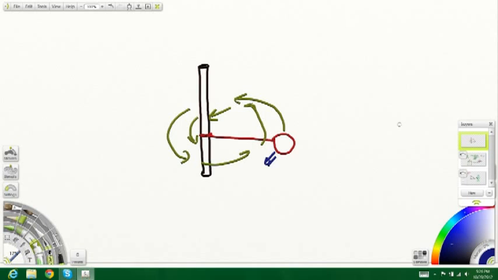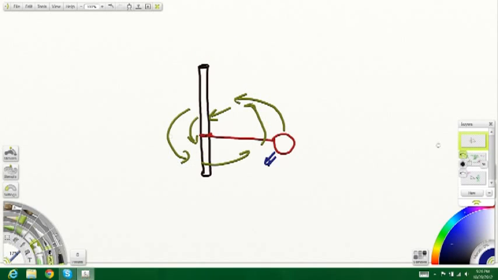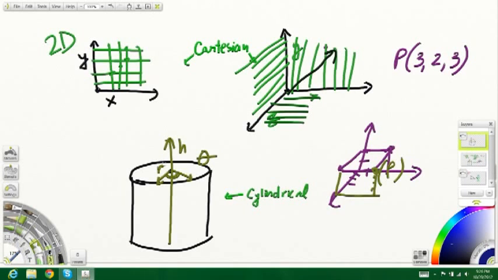If you think about it, this sort of resembles a cylinder. And wouldn't you rather just use a cylindrical coordinate system to represent that? I mean, I would, if I knew how, but that's why we're learning right now. Okay, so let's move on.